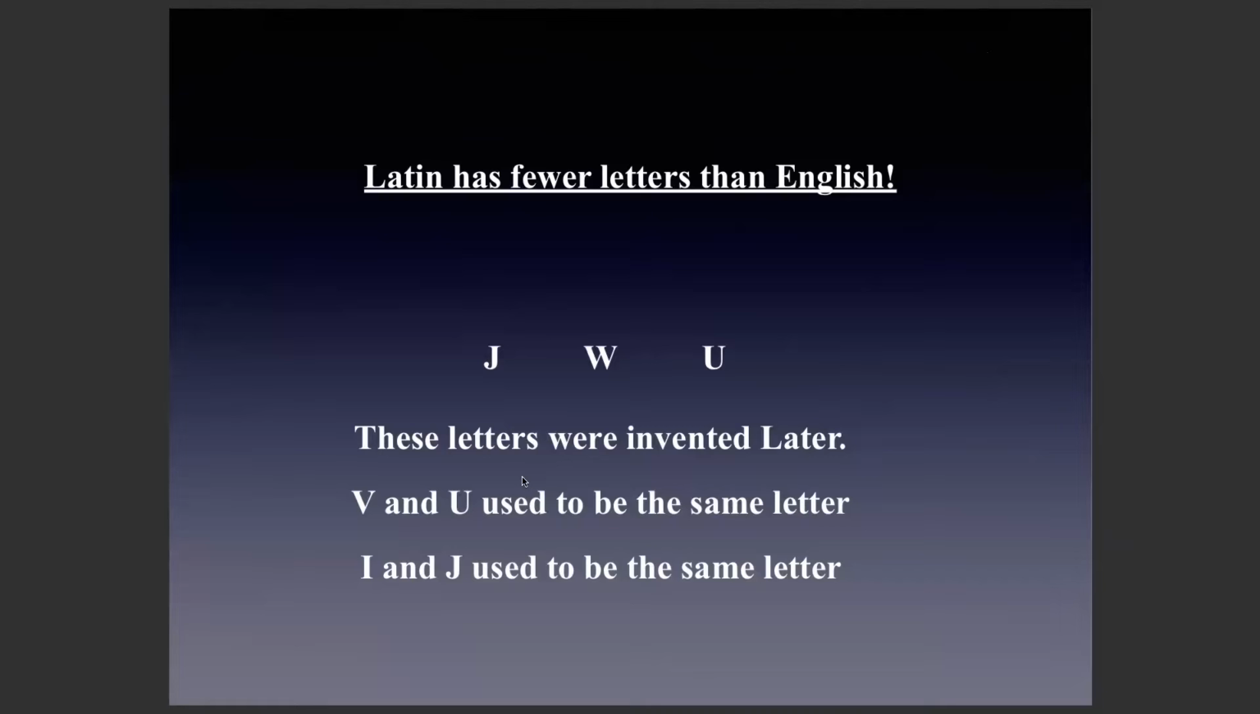Actually, the V and the U were the same letter before, and they look similar, right? U is just a curvy V. A V is just a sharp U, right? This was the same letter once upon a time. And the W, you notice how the W just looks like two V's put together? That's because that's exactly what it is, right?